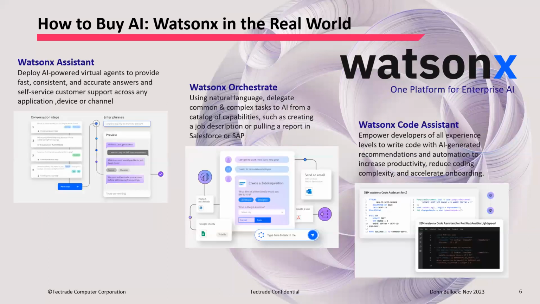Continuing. In addition to those three foundational elements, there are a number of other, I would call them plugins, that help us to really do other things that might be unique to a specific role or a specific opportunity within my environment. These are Assistant, Orchestrate, and Code Assistant.